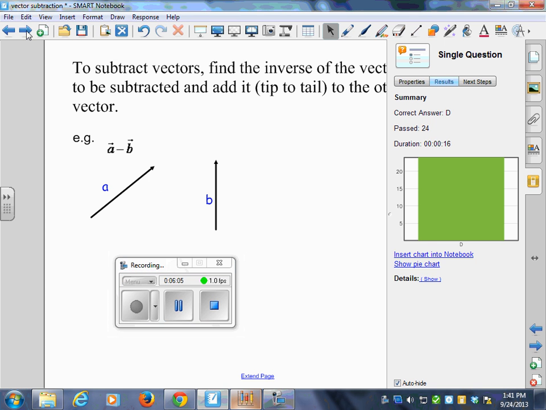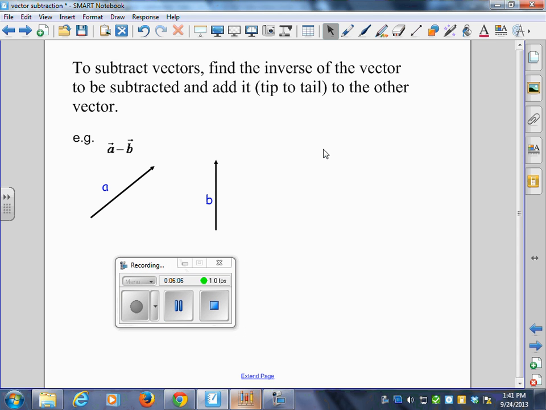Okay. So, how do we do vector subtraction? To subtract vectors, find the inverse of the vector to be subtracted. So you have to identify which one you have to subtract. Does it matter? Is 10 minus 6 the same thing as 6 minus 10? No. It's not. 10 minus 6 is 4. 6 minus 10 is minus 4. Kind of the same, yet different. Okay? So yes, it does matter which one you flip.